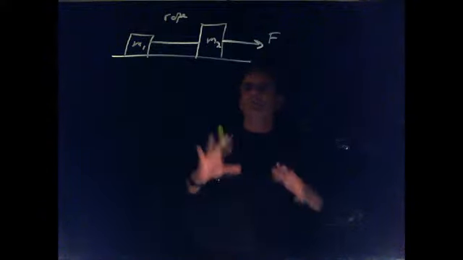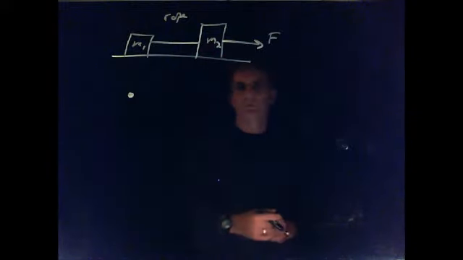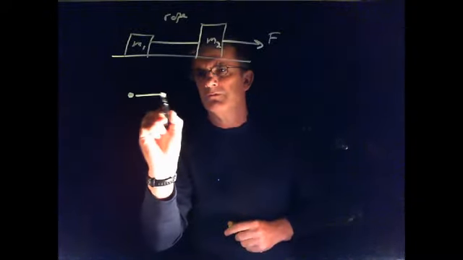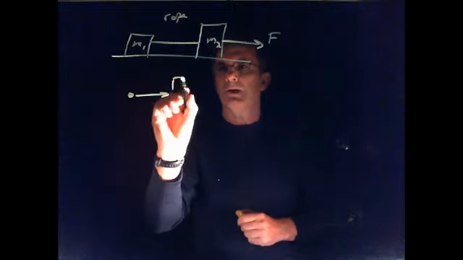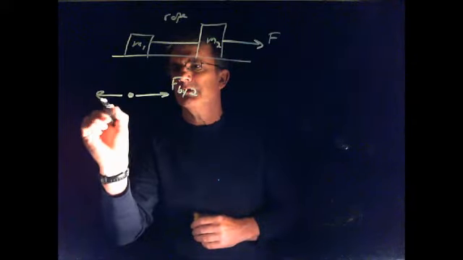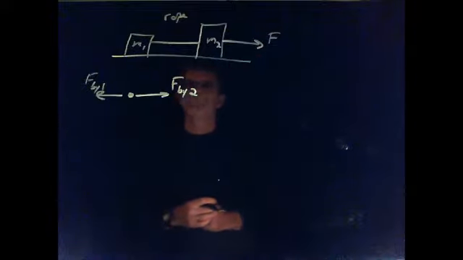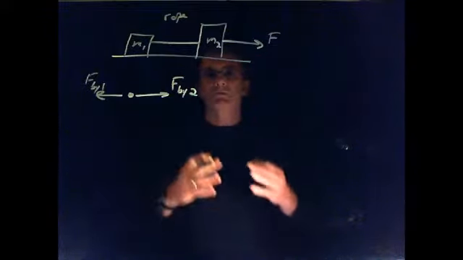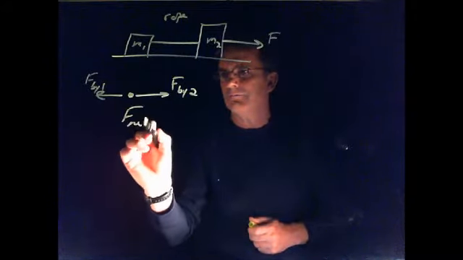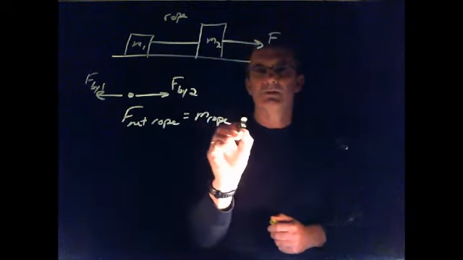Now, let's focus on the rope for just a second. Let's say this dot is my rope. That rope is going to be experiencing two forces. It's going to be experiencing a force in this direction by block 2, and it's going to feel a force in this direction by F1. The net force on the rope is going to be the mass of the rope times its acceleration.